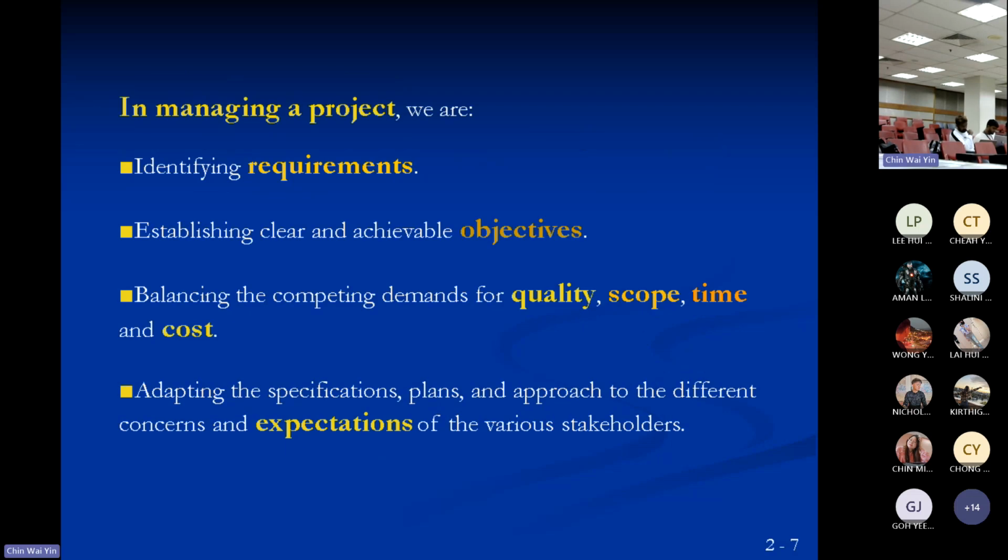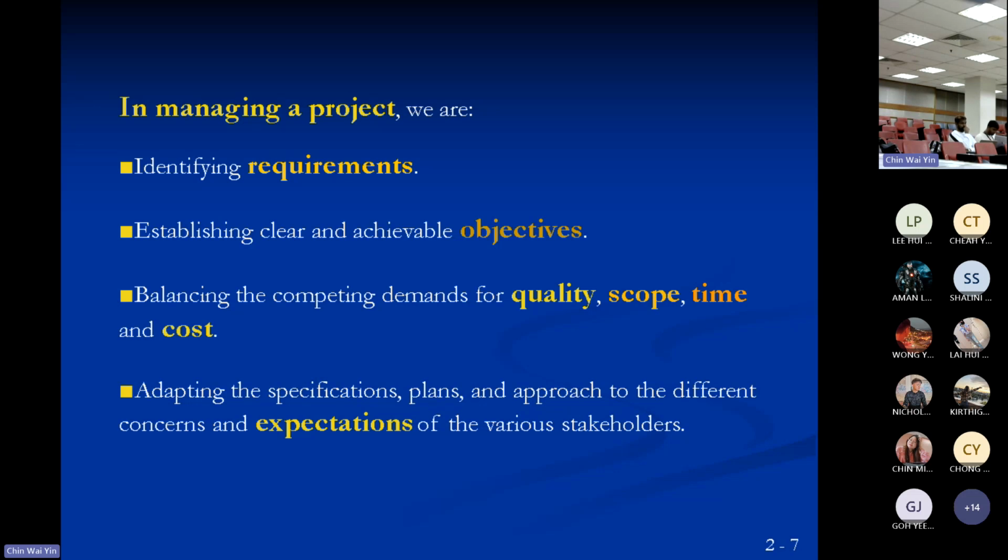So when we talk about managing a project, the first thing we need to do is identify the requirements, then establish clear and achievable objectives. If you don't have clear and achievable objectives, then this is what we require for your group assignment as well. All right, so you need to have a clear, achievable objective for the systems development. Okay, what do you hope to achieve for the systems development?